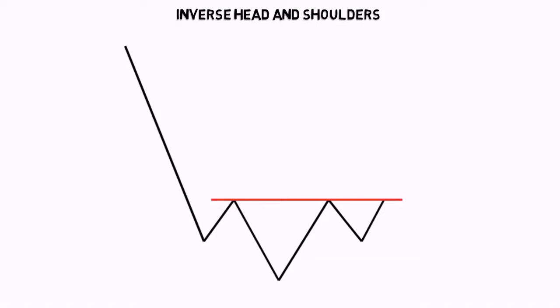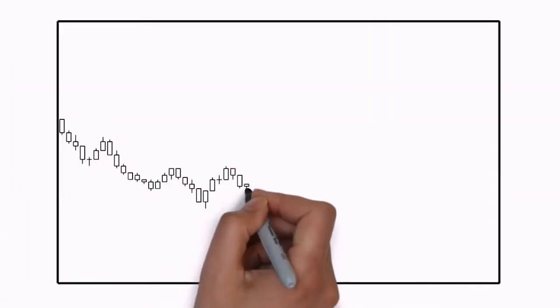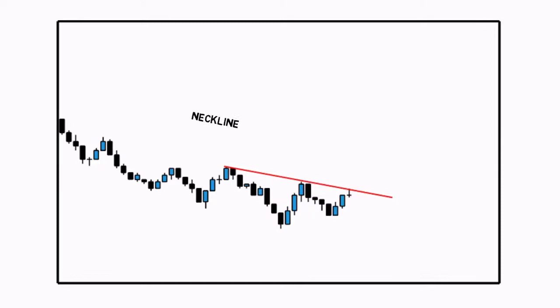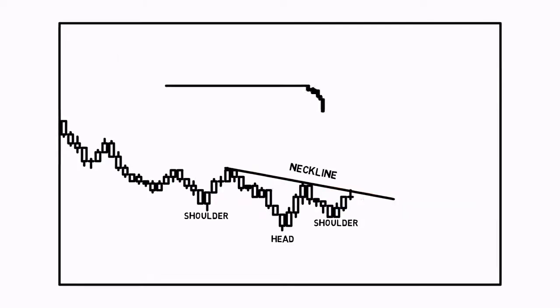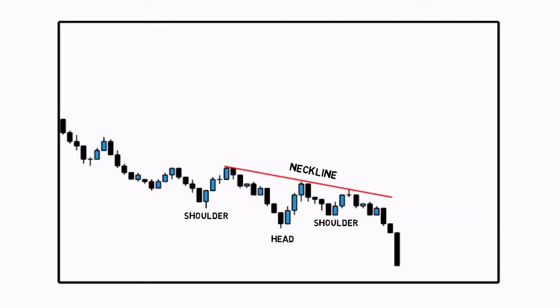It appears after a strong move down and consists of a low as the left shoulder, a lower low as the head, and a higher low as the right shoulder, and a neckline which is being drawn connecting the highs between the two shoulders. This pattern can produce three different necklines. First is a downward sloping neckline. This one is the weakest reversal signal, as a lot of times price will just continue to trade lower instead of reversing.